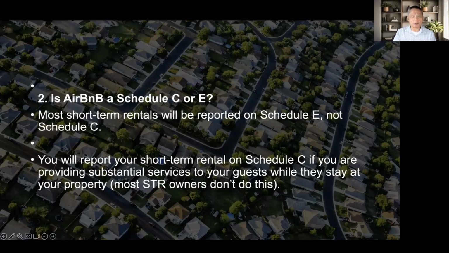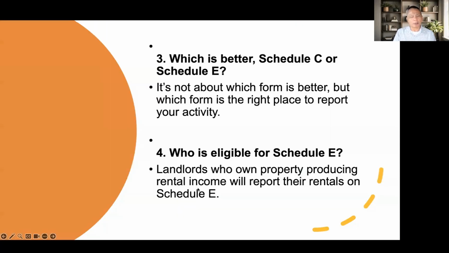Does it make sense? You report your short-term rental on Schedule C, like I said, if you provide substantial services to your guests while they stay in your property. But most Airbnb hosts don't do that. They do not provide concierge services. They don't provide more than a 30-day stay. So those are rare. Right? So which is better, Schedule C or Schedule E? It's not about which form is better. It's which form is the right form based on the type of business you have and the type of activities you are reporting. So consult your tax advisor for those distinctions.